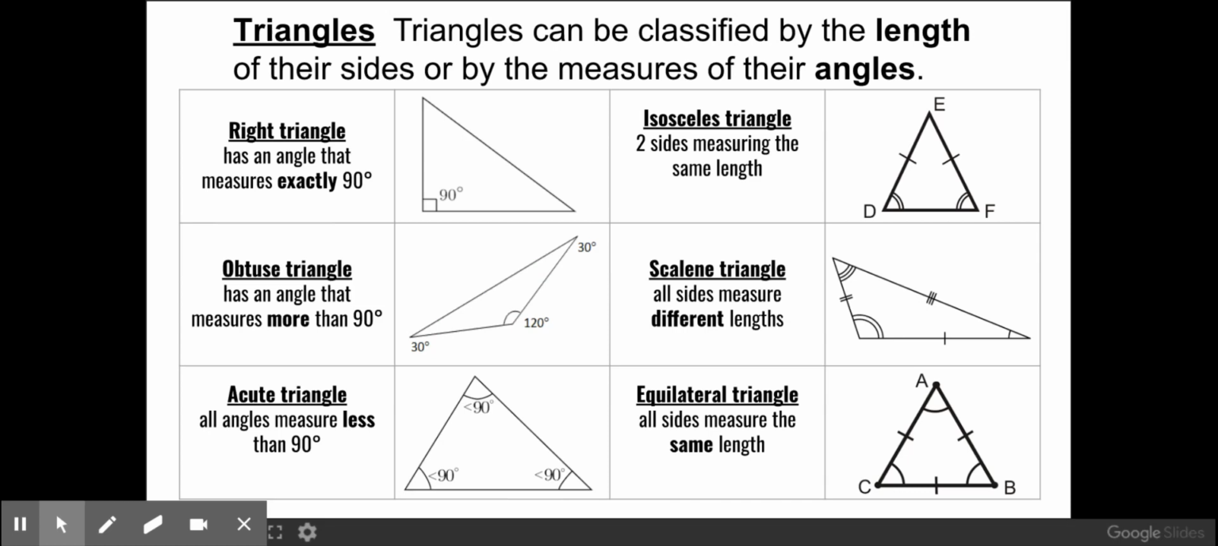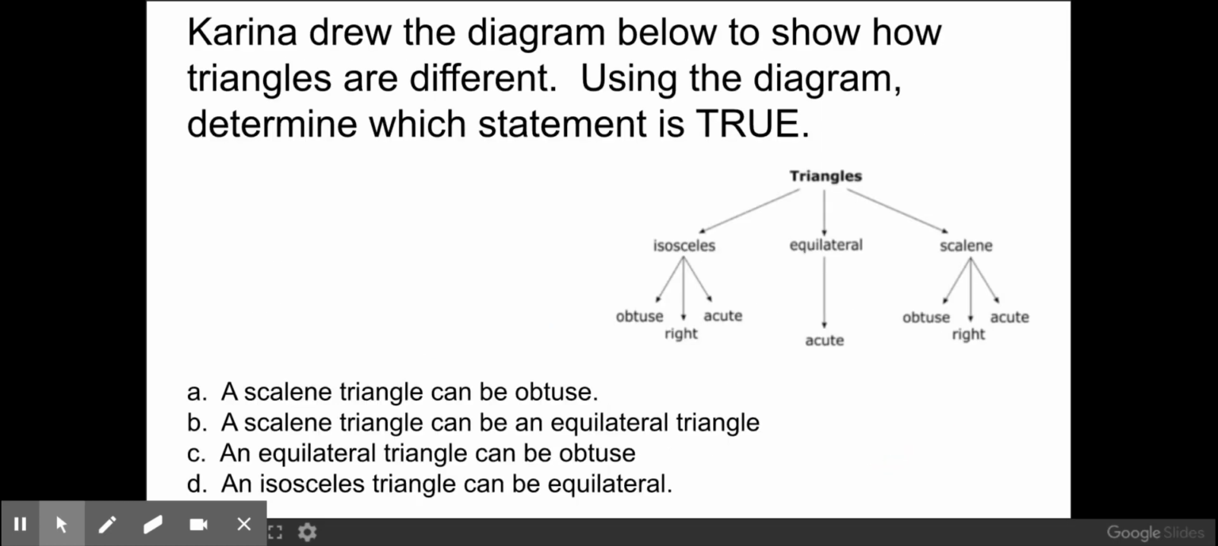You could also classify them based on their sides, and we already talked about this at the beginning of this video when we were reviewing vocabulary. An isosceles triangle always has two sides that measure the same length. A scalene triangle has no sides measuring the same, they're all different lengths. And an equilateral triangle has all sides measuring the same length. Let's look at an example.